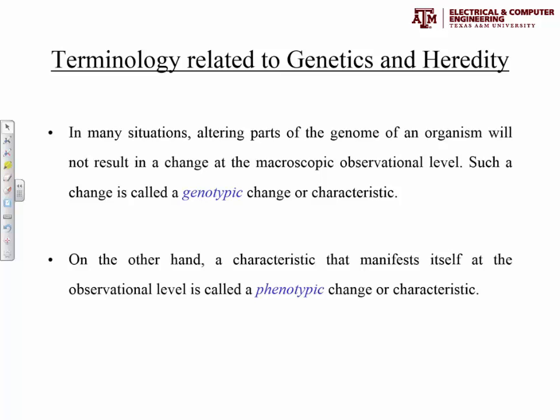On the other hand, a characteristic which manifests itself at the observational level is called a phenotypic change or characteristic. For example, you got cancer or a tumor. Everybody can see that. You don't need to go and do DNA analysis to figure it out.